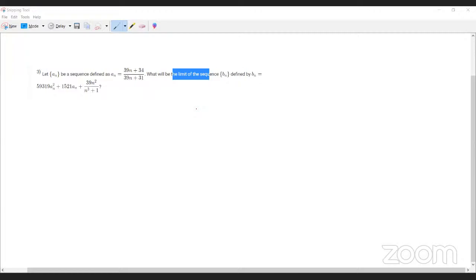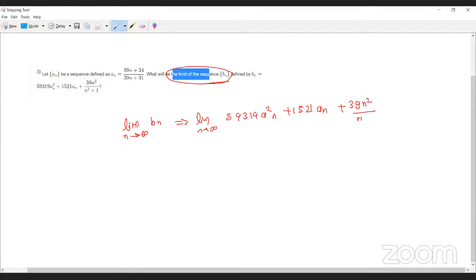Here you can see we have to find out the limit of this particular thing, right? Limit of sequence bn. So the limit of sequence bn means n tends to infinity of bn, right? So bn is the limit as n tends to infinity of 5931 a square n plus 1521 an plus 39 times n square by n cube plus 1. So I can transfer this limit to all the terms, right? But for that, I can take the constant outside.